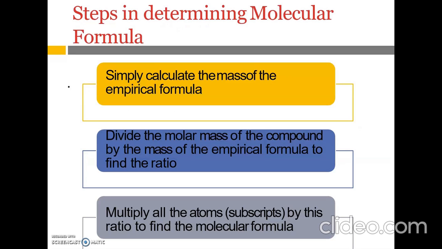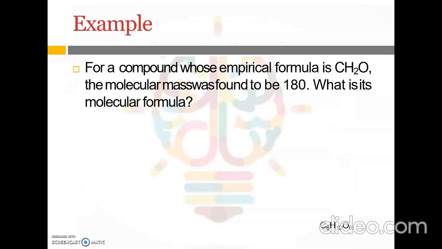Mesti kita tahu. Okay, so steps to determine molecular formula: first simply calculate the mass of the empirical formula, apa yang kita buat tadi, and then kita divide the molar mass of the compound by the mass of the empirical formula to find the ratio, and then last kita multiply all the atoms, okay, subscript dia, by this ratio to find the molecular formula.